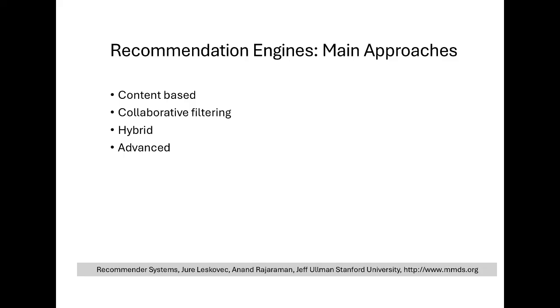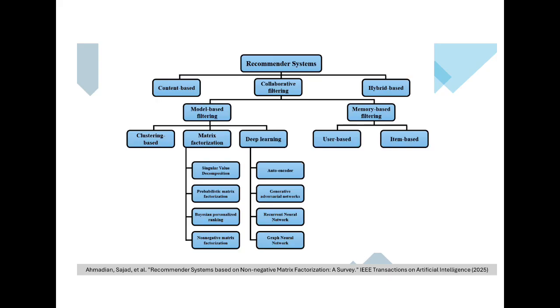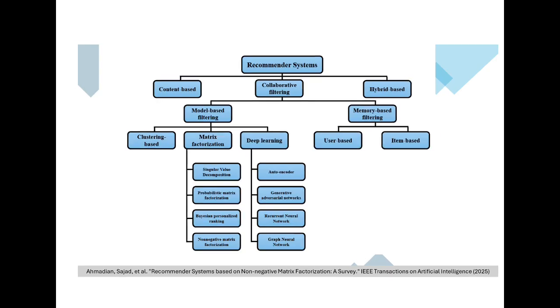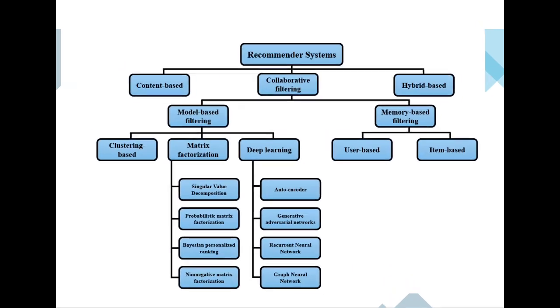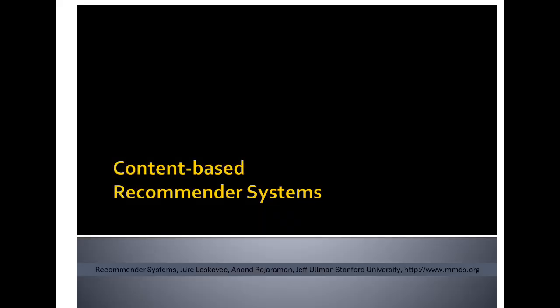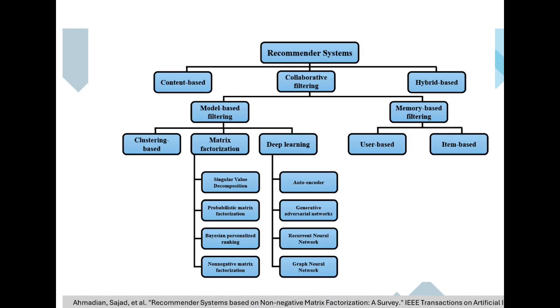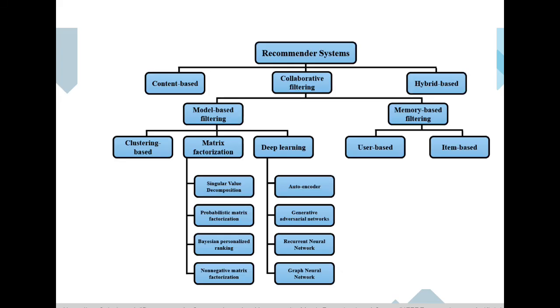There are different types of recommendation systems. One is what are called content based, another is collaborative filtering based, and then we have hybrid, which combines both those two methods, and then there is advanced, which is neural networks and deep learning based, which combines all these ideas together. So this is a taxonomy of recommendation systems: content based, collaborative, and hybrid.